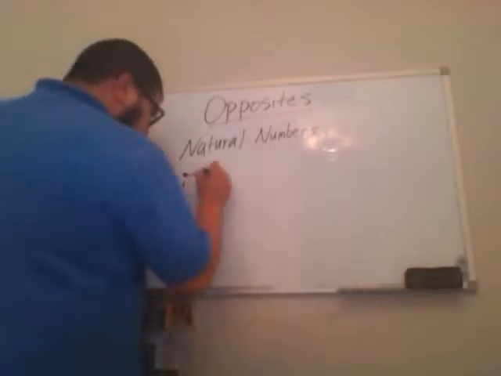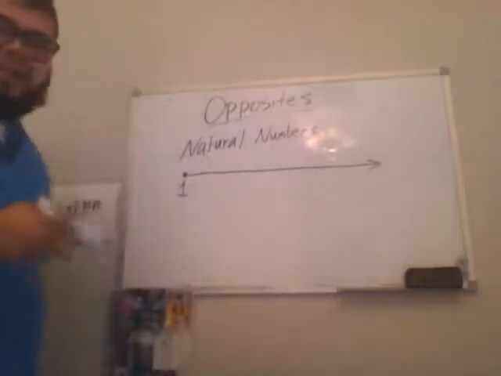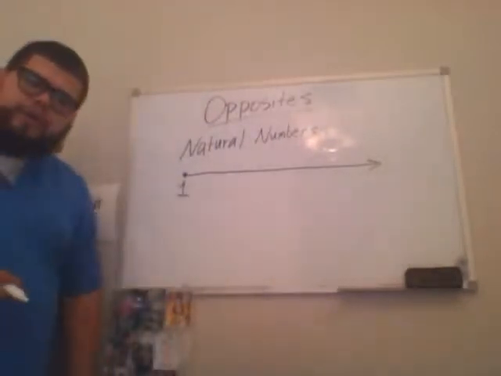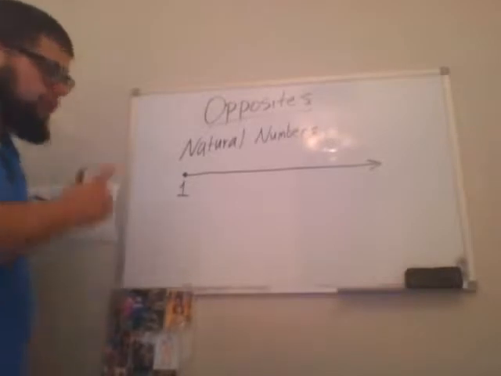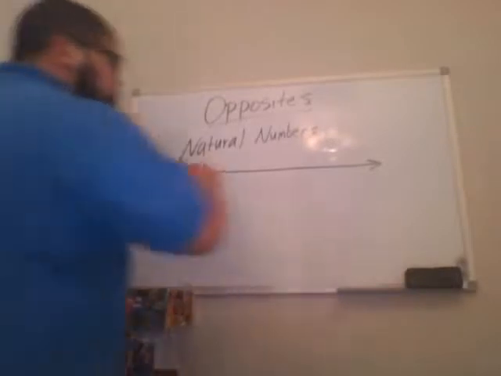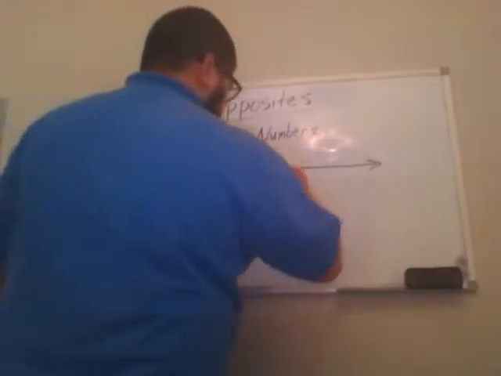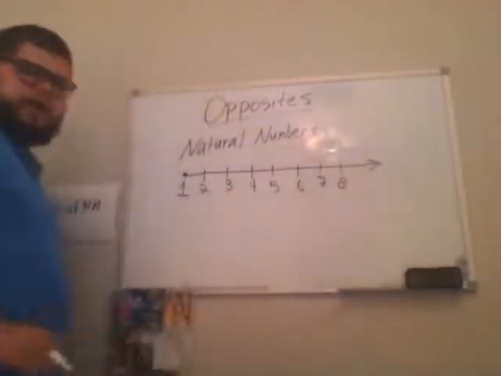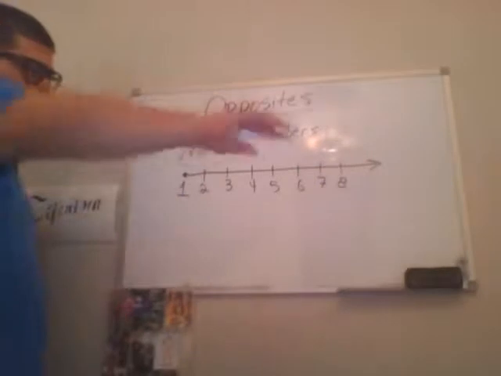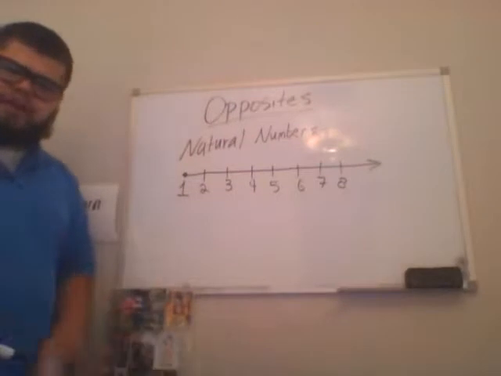Then we're going to draw our number line. We're going to talk about these in terms of number lines because we're going to use number lines a lot when we're talking about different types of numbers. So again, natural numbers start with the number 1, and it continues on forever. 2, 3, 4, 5, 6, 7, 8, 9, 10, 11, 12, 13, 14, 15, 16, all the way forever to infinity. So that's the natural numbers.